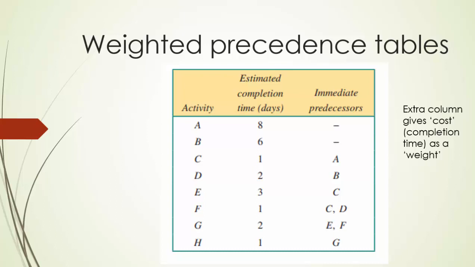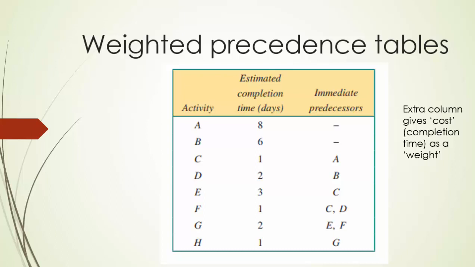Now, the new information here is that our precedence tables have now got an extra column. They're now called weighted precedence tables because the cost or the weight is the time it takes to complete. And in a house building project, it'll probably be mostly recorded as time in days, as you can see here. So, activity A and B, they can start at the same time. One takes 8 days and the other takes 6 days.